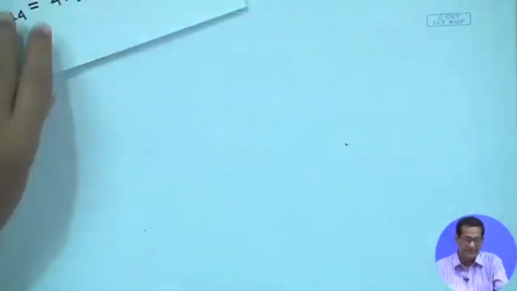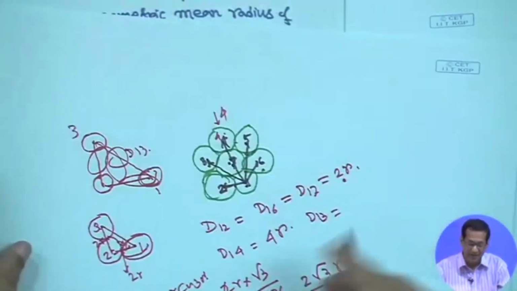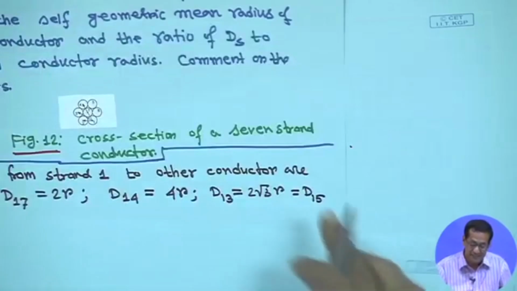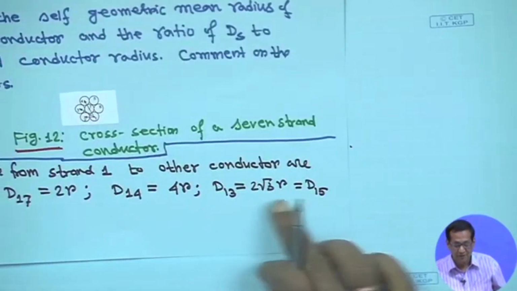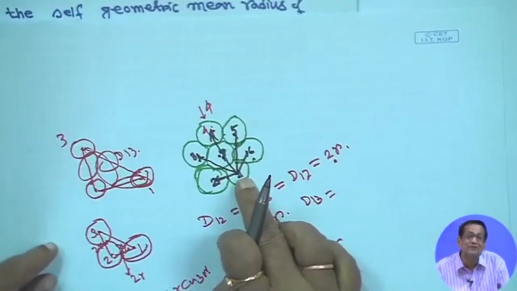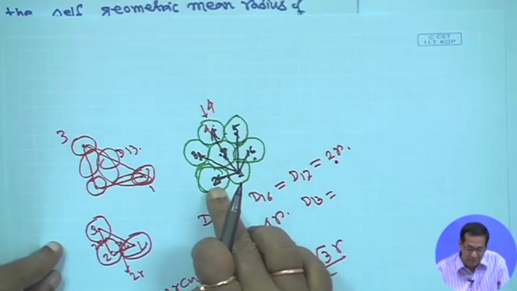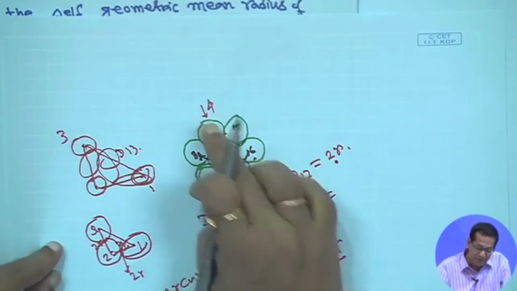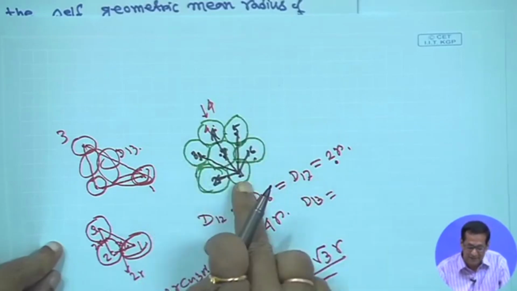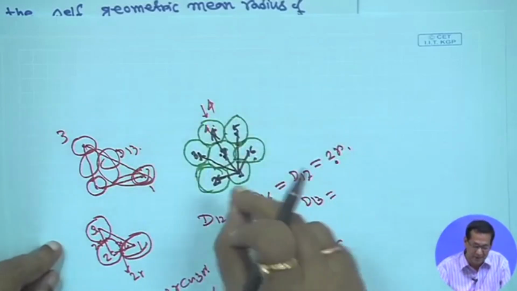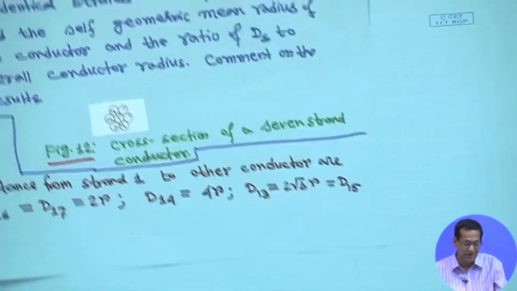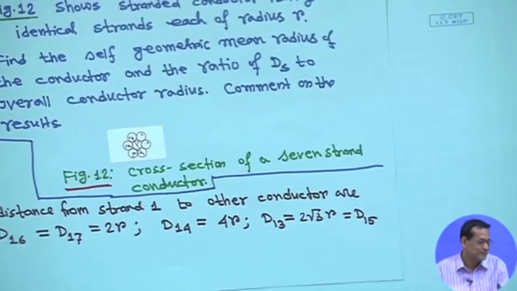So, that is why d13, similarly for d15, 1 to 3 and 1 to 5 are the same distance. So d13 is equal to 2 root 3 r, which is equal to d15, right. Similarly, this is for when you are taking conductor 1. If you take conductor 2, the meaning will be the same, d24 is equal to d26. If you take conductor 3, d35 is equal to d31, this way the things will be there. That means you have to consider every conductor separately, right.